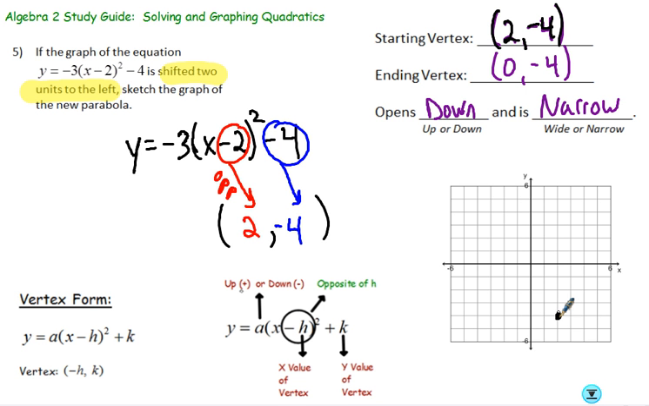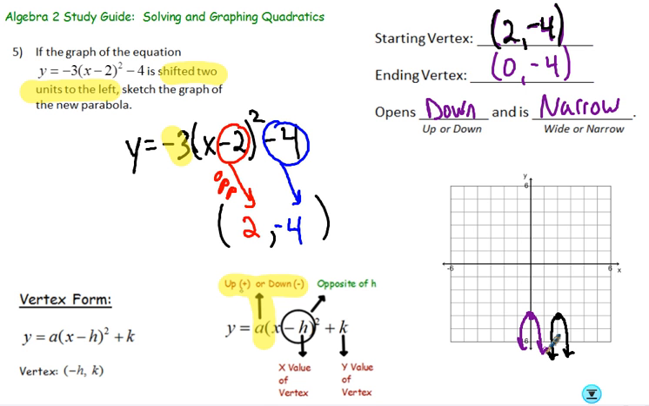And let's check out how it opens. So let's see if it opens up or down. Well, that's a negative 3, so that means that's a parabola that's going to open down. And it's greater than 1, so that's going to be a parabola that's a little more narrow. So we'll draw that one a little bit more narrow. And then what we're saying is if you shifted it 2 units to the left, pick them up and move them over 1, 2, there we are. And that would be our new parabola.